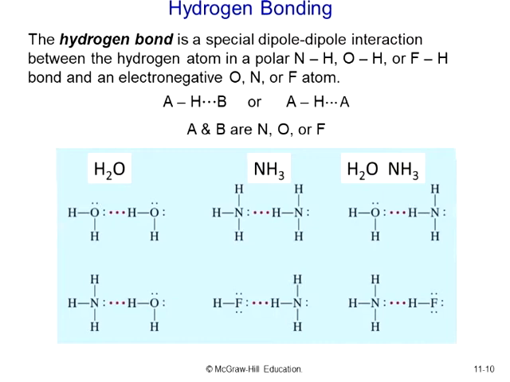Let's talk now about hydrogen bonds and hydrogen bonding. The hydrogen bond is a special dipole-dipole interaction between the hydrogen atom in a polar bond, meaning NH, OH, or FH, for example, and an electronegative O, N, or F atom. So when we have nitrogen that has an H on it, O with an H, or F with an H, you can expect, or at least start to look for, the potential for hydrogen bonding. And certainly if there's an oxygen, nitrogen, or fluorine around, it will do that.